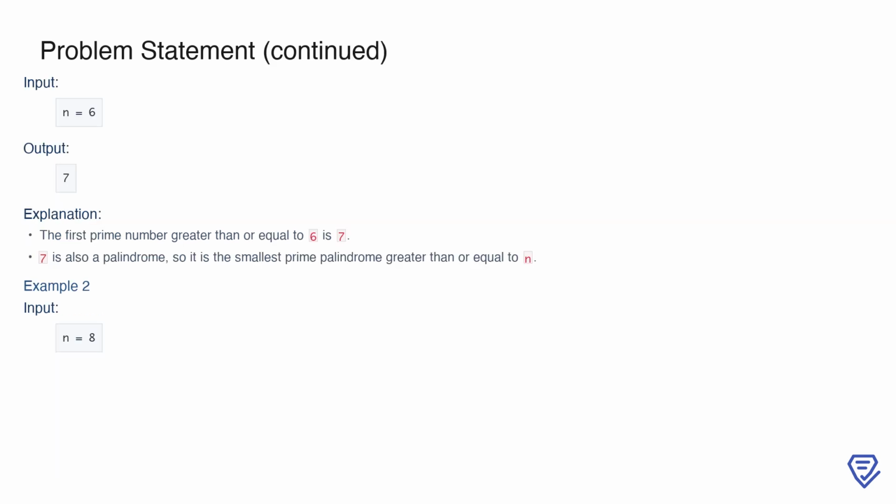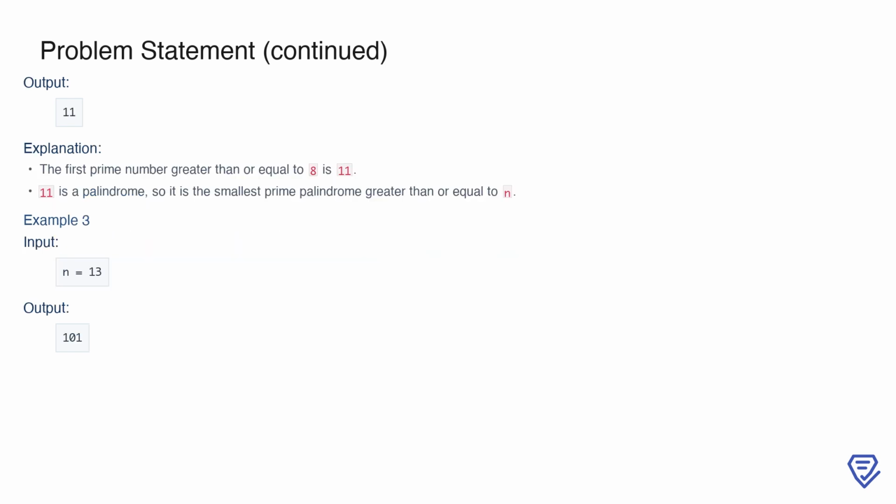Suppose the input is n equals 6. In this case, we need to find the smallest number that is both a prime and a palindrome, and that is greater than or equal to 6. The first prime number that meets this condition is 7. Since 7 reads the same backward as forward, it is also a palindrome. Therefore, the output in this case is 7.